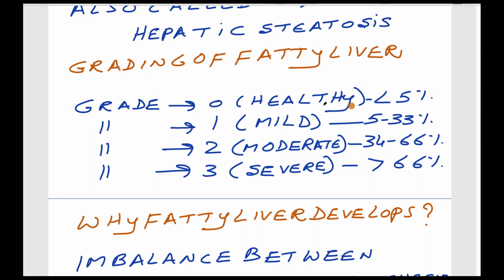Grade 0, healthy, if it is less than 5%. Grade 1, mild, if it is 5 to 33%. Grade 2, moderate, 34 to 66%. Grade 3, severe, more than 66%.